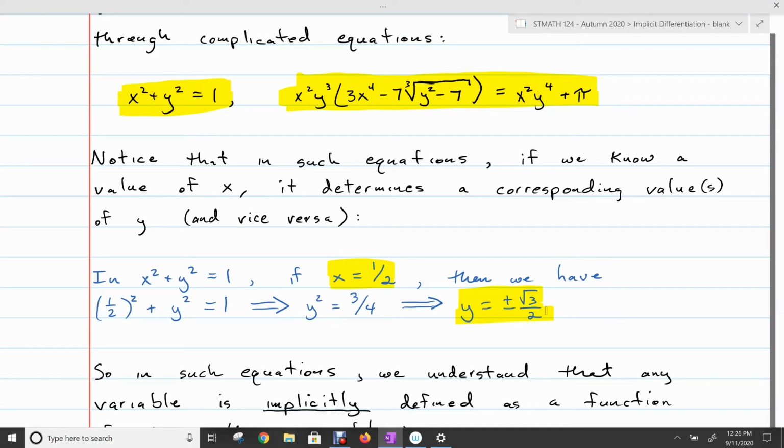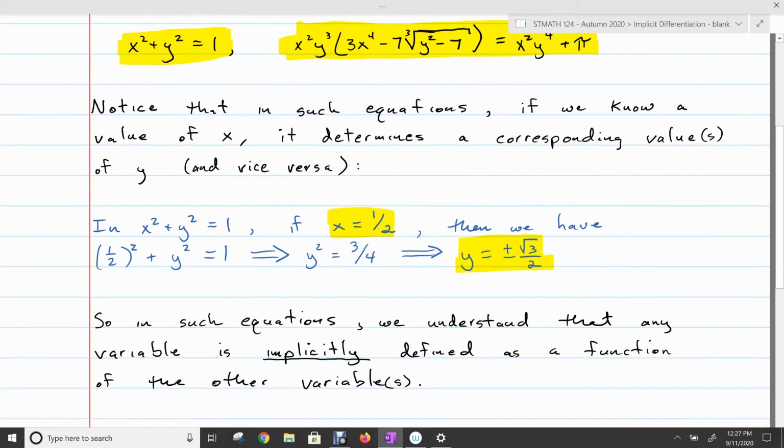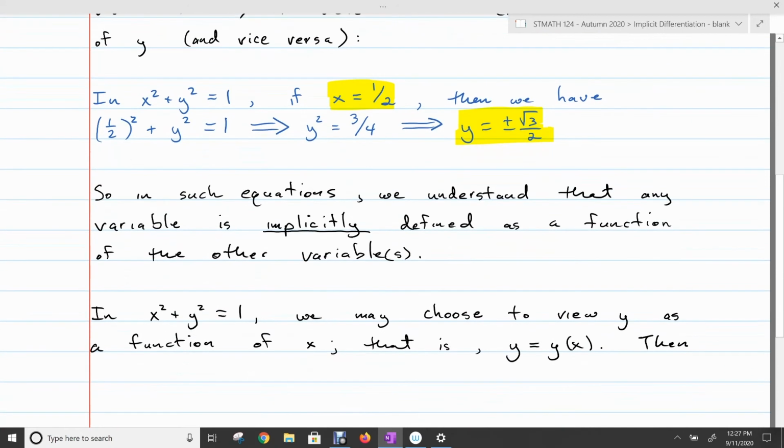But even if I did the same thing in that second equation up there, if I substituted x equals 1/2 in for x, in principle, I could solve for y and determine what values of y would satisfy the equation after you put in x equals 1/2. So in other words, the value of y would depend on 1/2. So in these equations, we understand that each variable is implicitly defined as a function of the other variable.